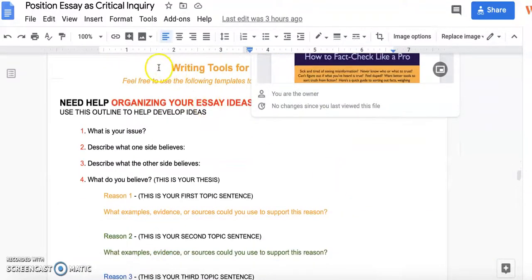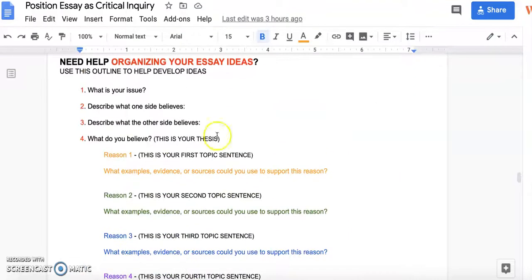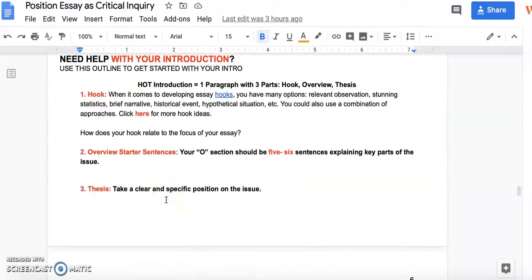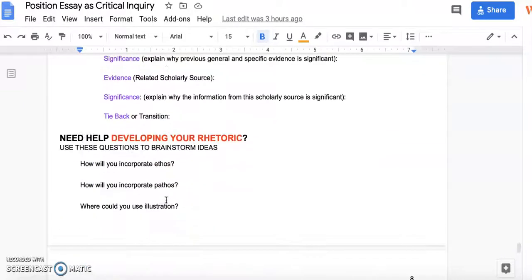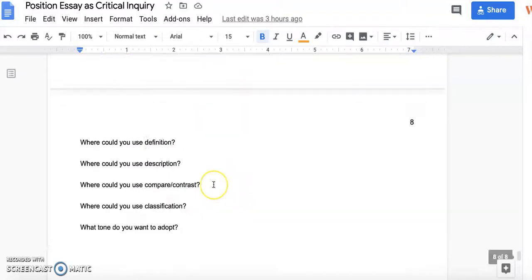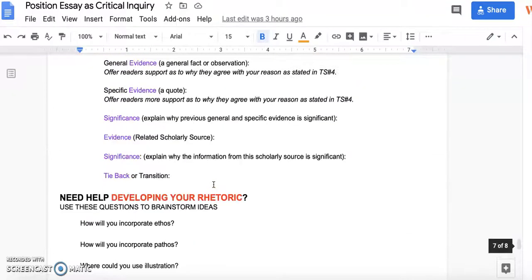Okay, and then I have the writing tools here as well to help you first come up with your skeletal structure, so your different reasons and starting to brainstorm some evidence, your hot introduction. Again, I'll do separate videos on these things. The last thing on here is a little brainstorming checklist of thinking about how you're going to develop your own rhetoric. Maybe spend some time answering some of those questions as well.